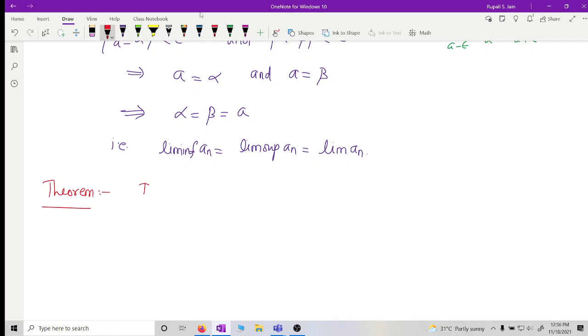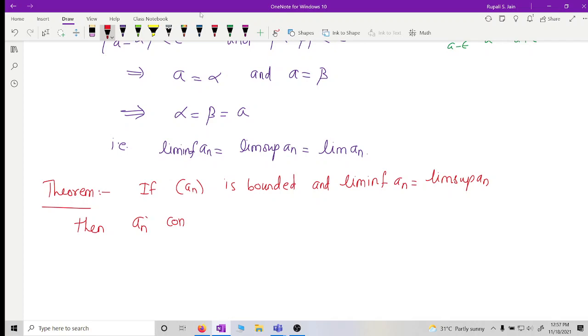If a_n is bounded and liminf of a_n is equal to limsup of a_n, then the sequence a_n converges, and they must be equal. The limit of a_n is equal to liminf of a_n, which is equal to limsup of a_n.